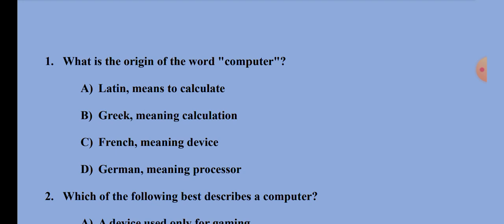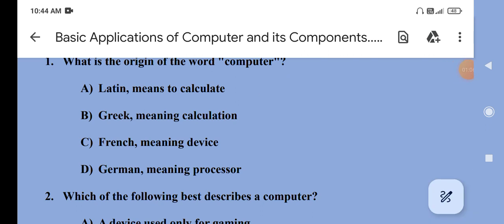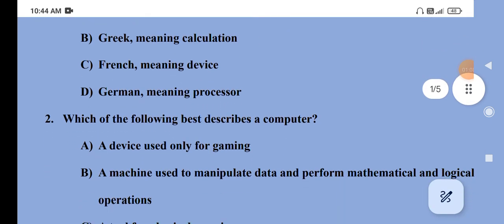What is the origin of the word computer? Option A is Latin, means to calculate. Option B is Greek, meaning calculation. Option C is French, meaning device. Option D is German, meaning processor. The right option to this question is option A. Okay, that is Latin, means to calculate. Okay, you can go with option A. Moving to our next question.